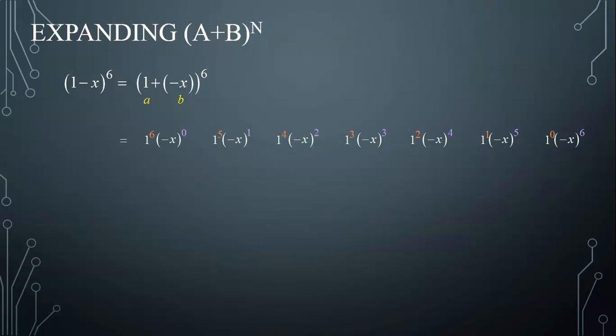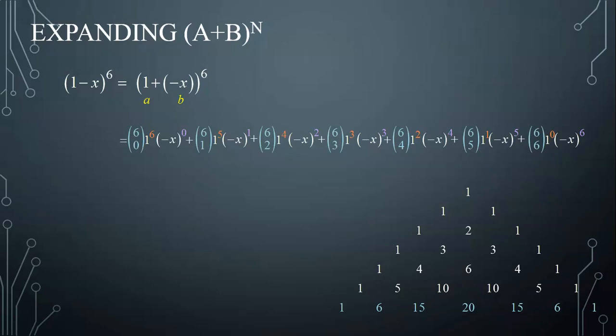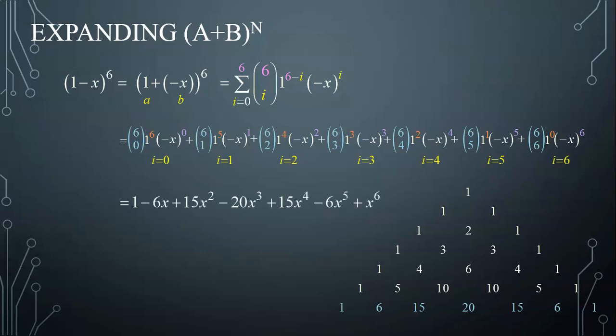As for the coefficients, since n is here relatively small, you could use Pascal's triangle to retrieve the coefficients corresponding to n equals 6. Or you could also use the combinations with a total of 6 with a number of selections starting from 0 all the way to 6. That sum starting from i equals 0 all the way to i equals 6 is actually given by the binomial expansion for n equals 6, a equals 1, and b equals negative x. Now simplifying the expression gives the expansion of 1 minus x to the 6.